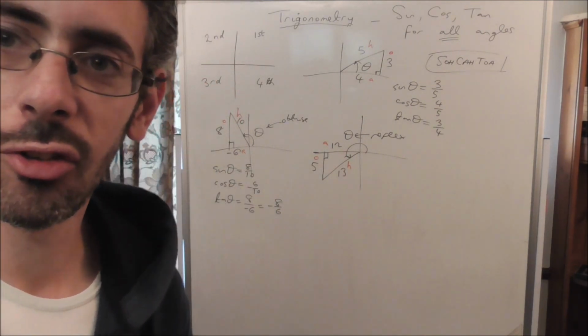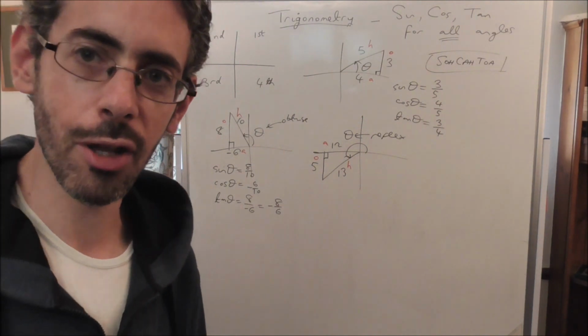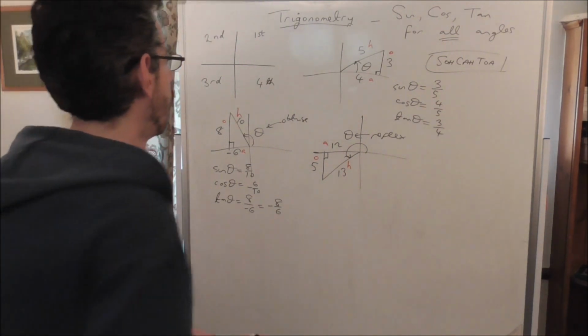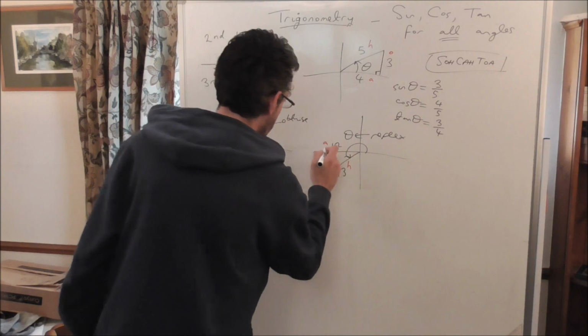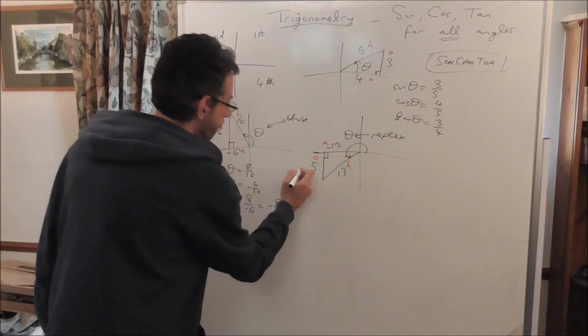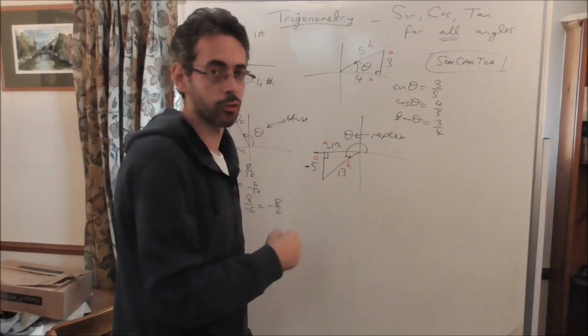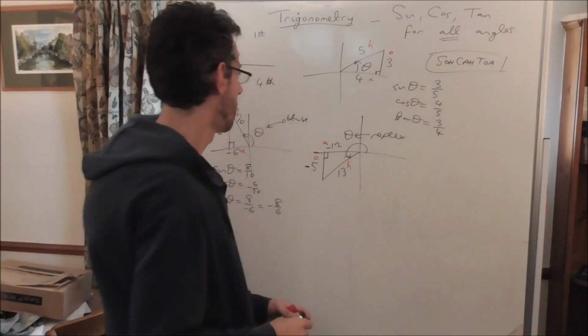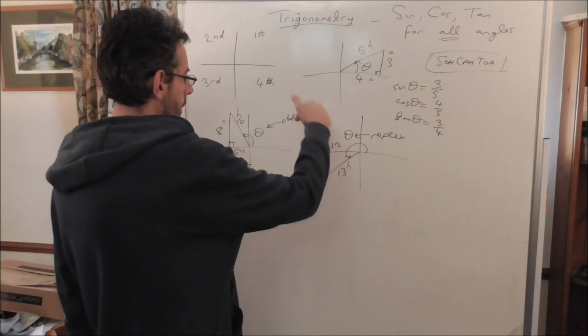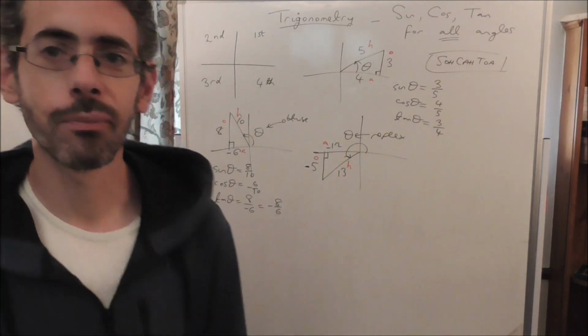Now, as I said, if the adjacent is going left or the opposite side is going down, they're treated as negative numbers. The adjacent is going to the left, so we treat it as minus 12. The opposite side is going down, so we treat it as minus 5. The hypotenuse is always taken to be a positive number, whichever way it's sloping. So in the third quadrant, the adjacent and opposite sides are negative.